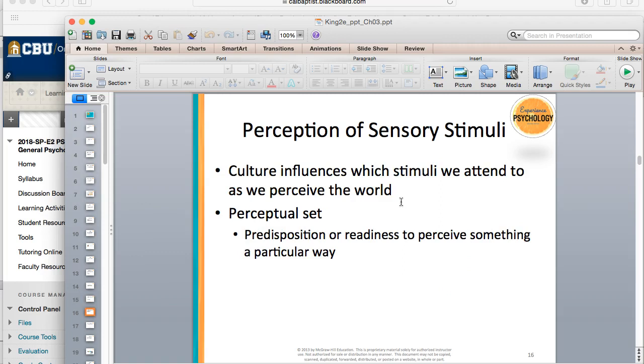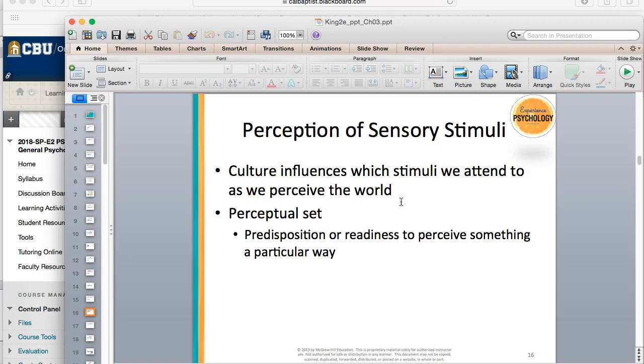Cultural influences affect which stimuli we attend to as we perceive the world. Oftentimes we'll talk about this in this course, how culture plays a major impact on psychology. And I also think that it plays a huge impact on perception and sensory stimuli.